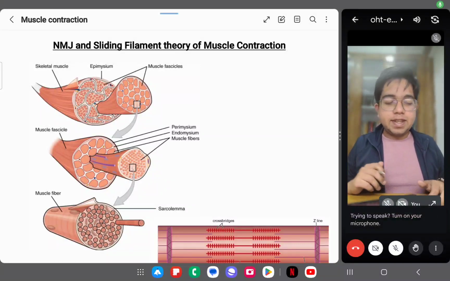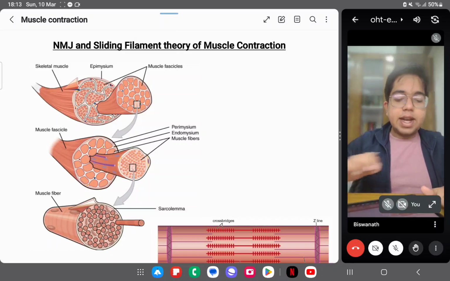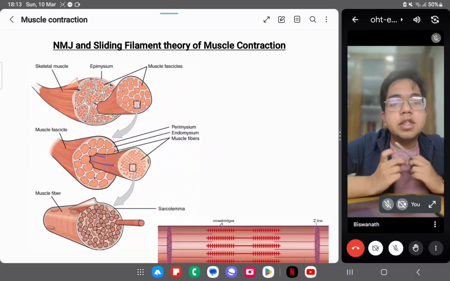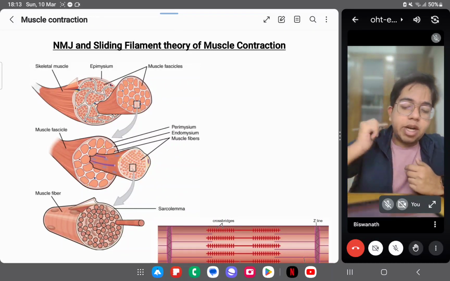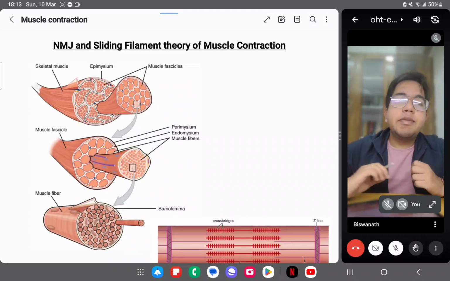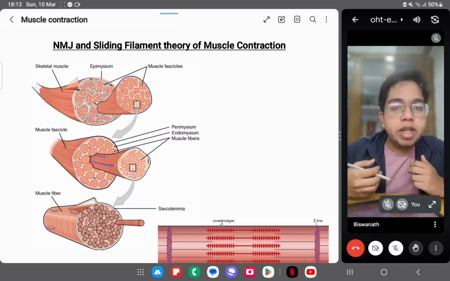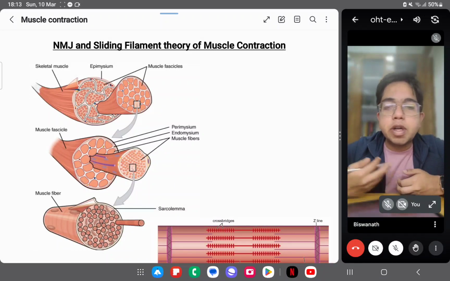So in today's lecture, we are going to start with the NMJ and sliding filament theory of muscle contraction. People feel this is a very difficult topic, but I'll try to make it very simple for you, and we'll discuss some of the important pathologies as well, which are related to the NMJ and sliding filament theory, like botulinum toxin and the SNARE proteins.